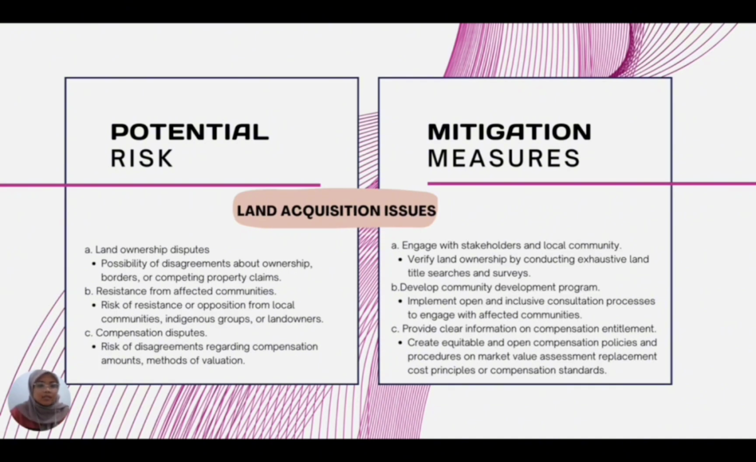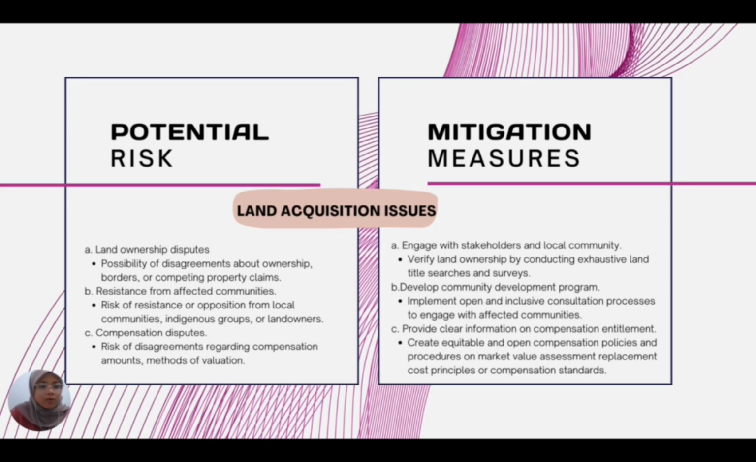The second category of risk is land acquisition issues. The identified potential risk for this category is, first, land ownership dispute. The possibility of disagreement about ownership, water, or competing property claims could cause delay in the land acquisition procedure and perhaps give rise to legal issues.